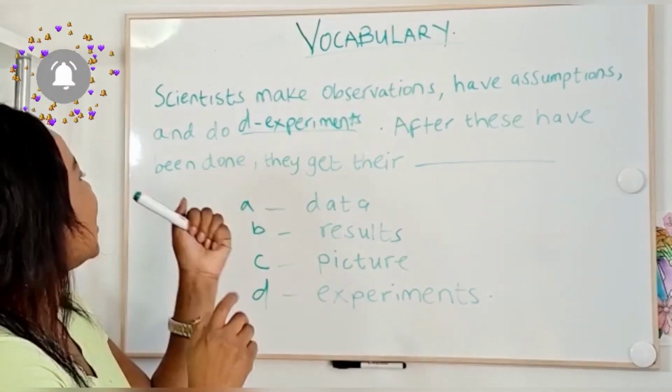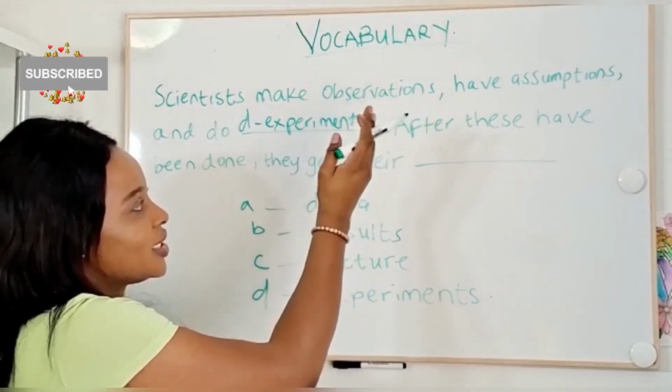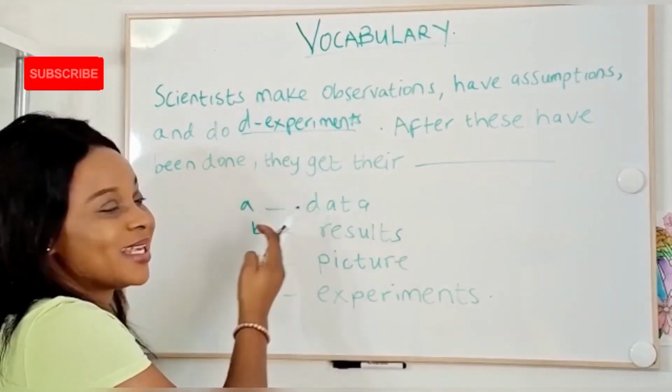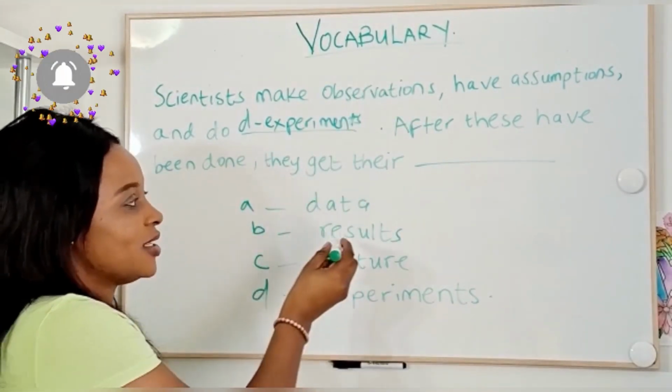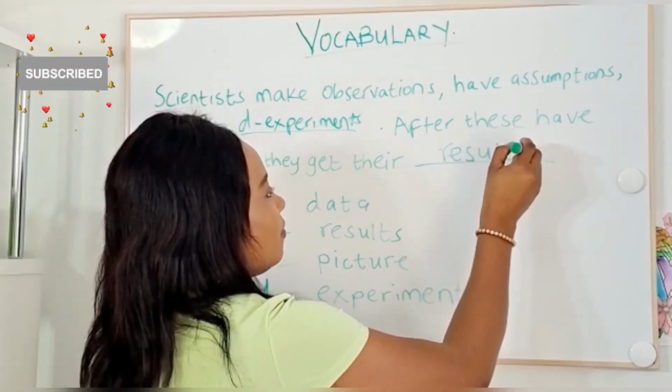Then after these have been done, they get their what? Will it be data? After doing observations and assumptions and experiment, will scientists get data? No, the scientists will get results. So results will be the best option here.